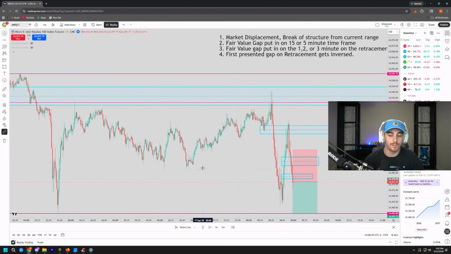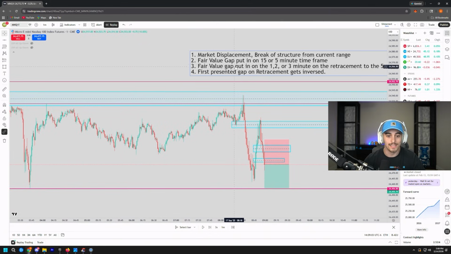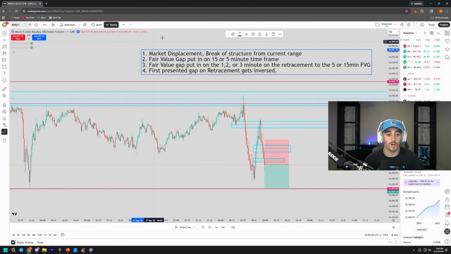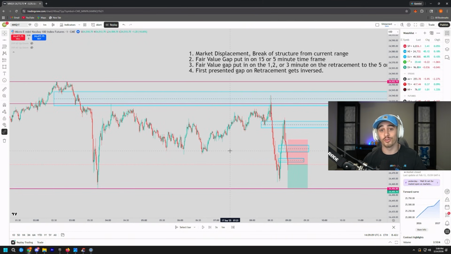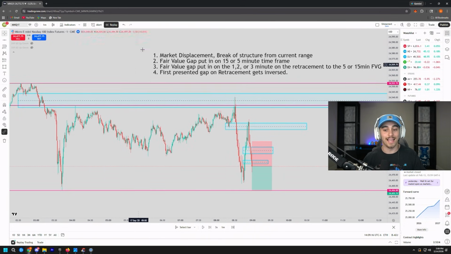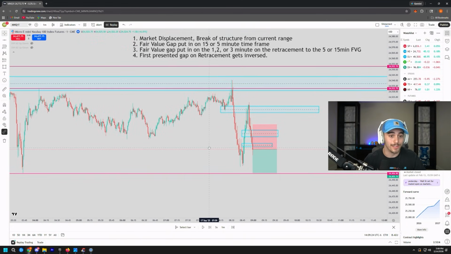And another thing that you want to keep in mind when taking these plays is that, yes, these 4 steps are what you're looking for, but you also want to have a clear draw on liquidity. Like I said, you always want to be delivering from something to something. So without a clear draw on liquidity, it's still not an A+ setup, even if you have these 4 things put in. Now, you can enter without a draw on liquidity. It's just going to be much lower probability and your win rate's not going to be as high.